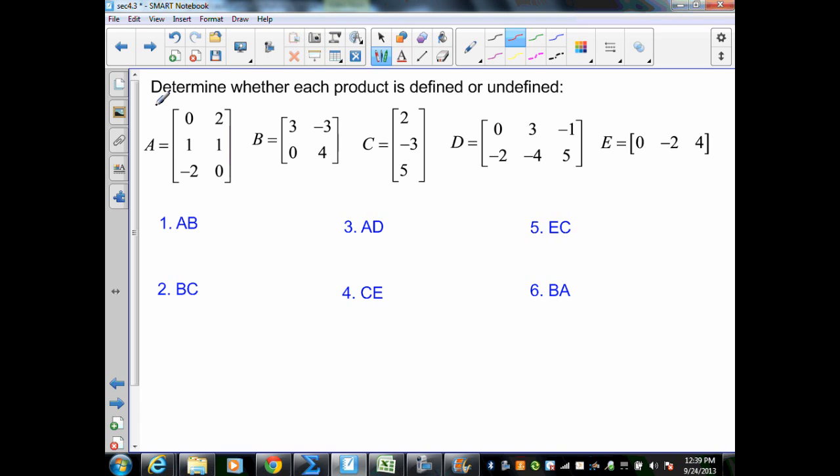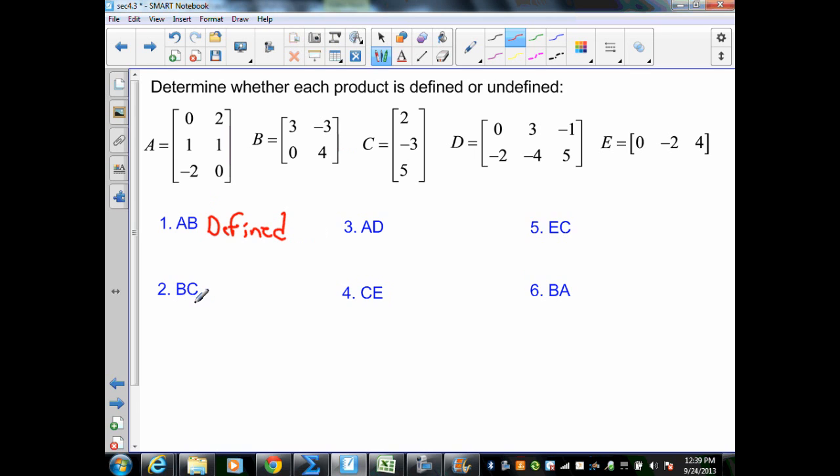In this example, we want to determine whether each product is defined or undefined. In other words, we want to verify that the two matrices have the correct dimensions that we can actually multiply them together. Let's start with A times B. Matrix A has 2 columns, and B has 2 rows. Therefore, these match up, and we can verify that they are the correct dimensions, so this product is defined.